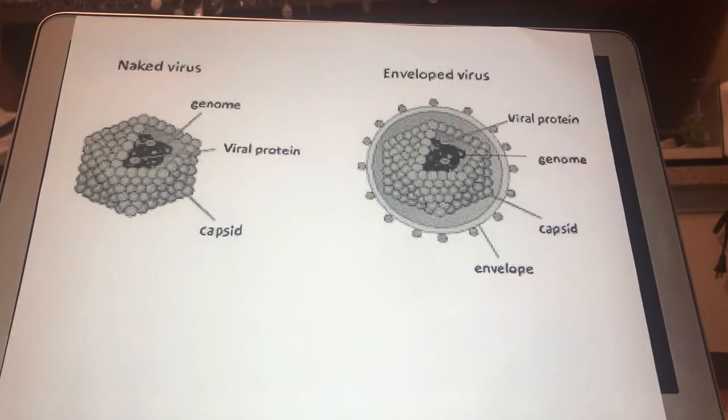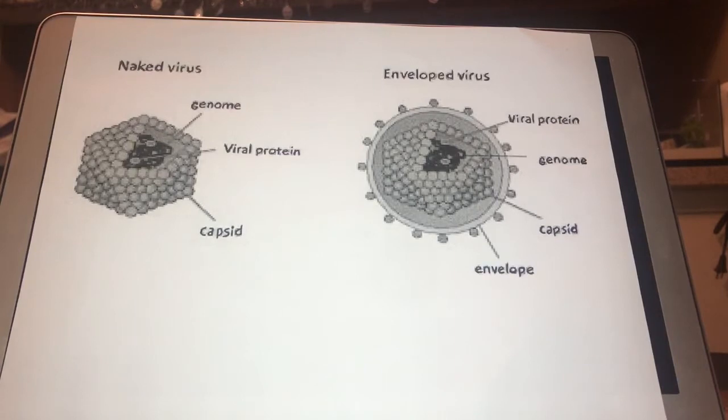Virions are only infectious if the envelope is completely intact. If the envelope is destroyed in any way, then it is no longer infectious. Viruses are called obligate intracellular parasites that infect host cells. Intracellular because they go inside the cell.